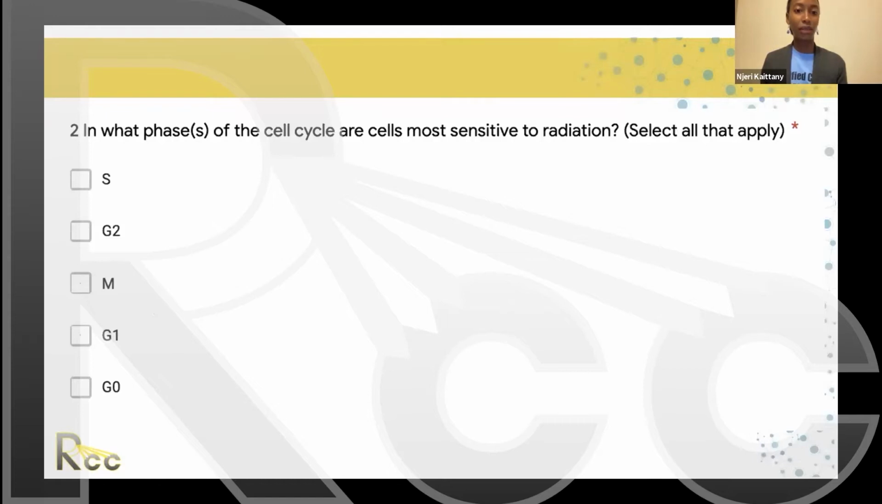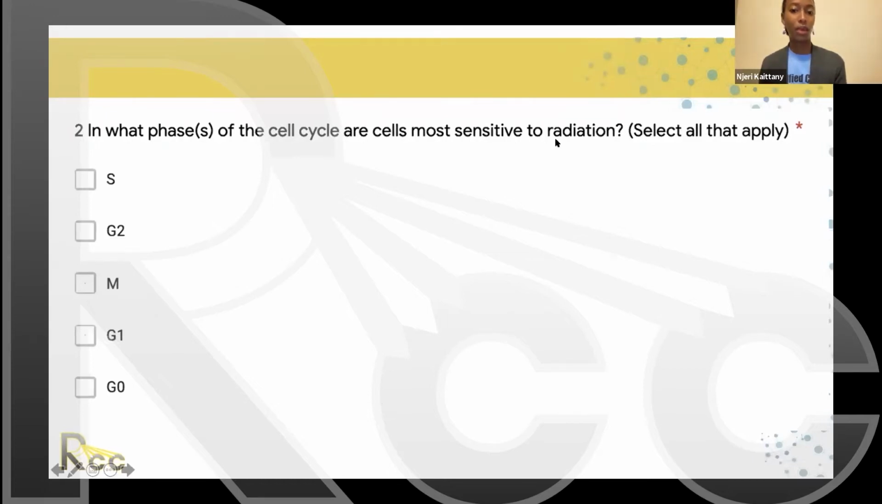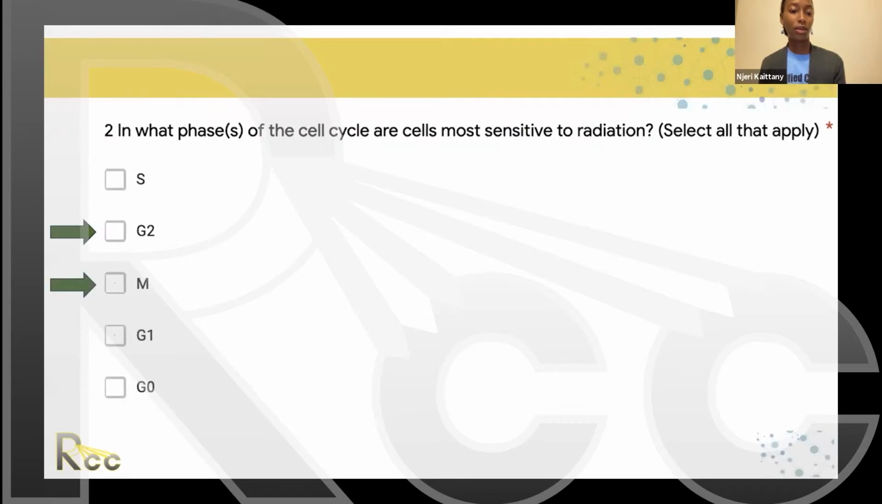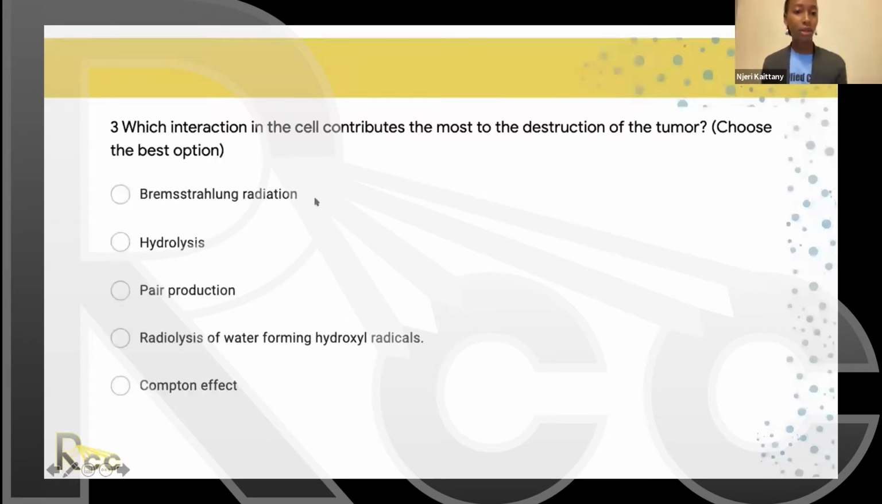In what phases of the cell cycle are most cells sensitive to radiation? Okay, we can go to the next slide. You have your G2 and your M phase, which are the most radiosensitive. Okay, which interaction in the cell contributes the most to destruction of the tumor? Choose the best option here.